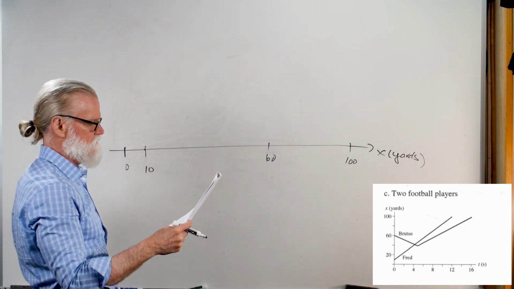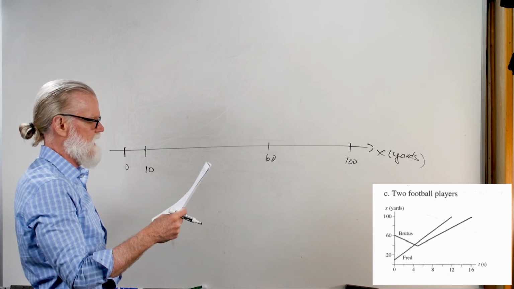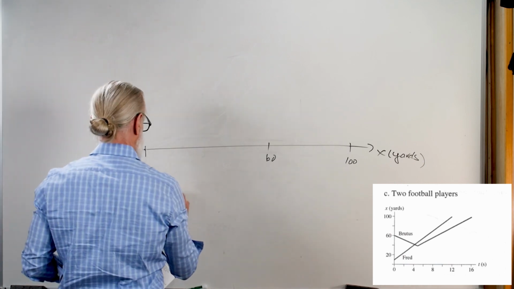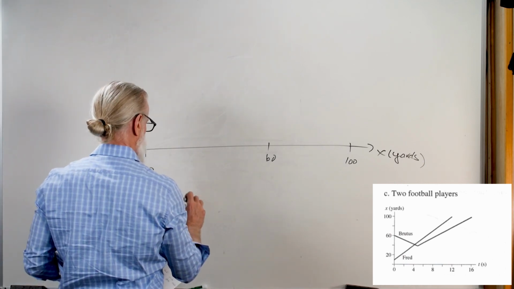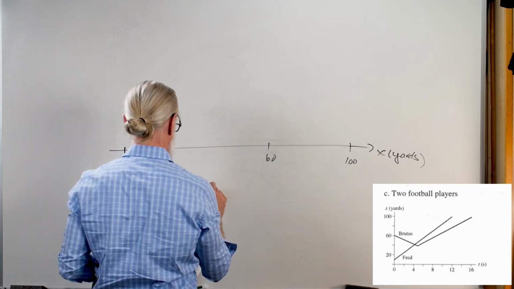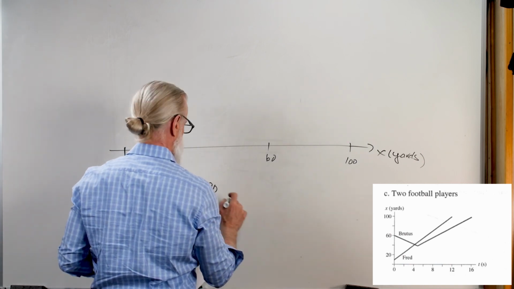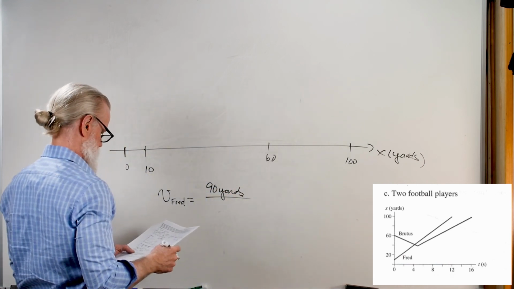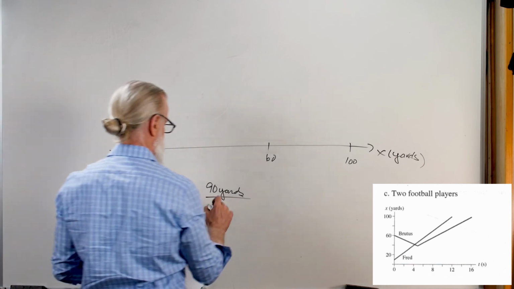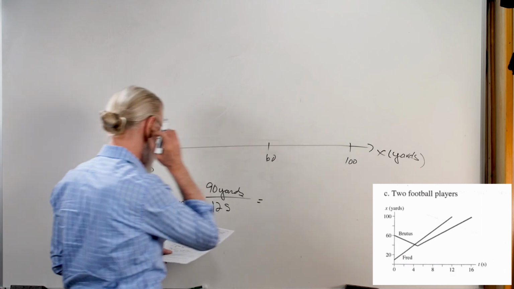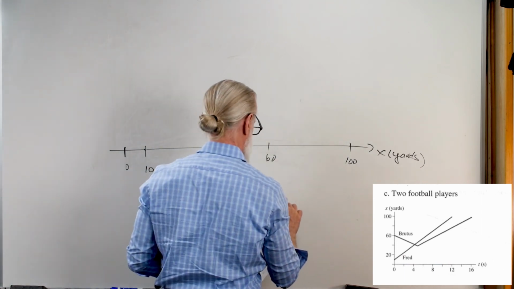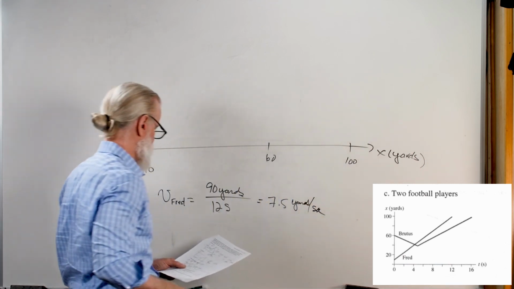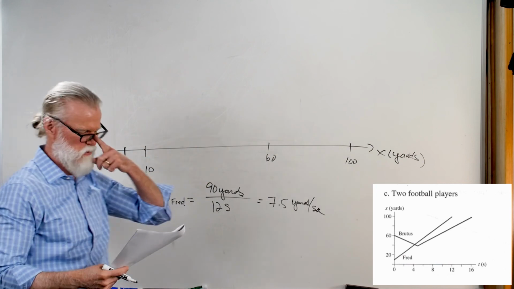So there's a kickoff. Fred gets the kickoff at the 10-yard line and runs at a constant speed of, what's Fred's speed? V of Fred. Let's see. He travels 90 yards in how many seconds? 12 seconds. All right. So he's running at 7.5 yards per second. All right. So that's Fred's speed, and it's a constant speed this way.